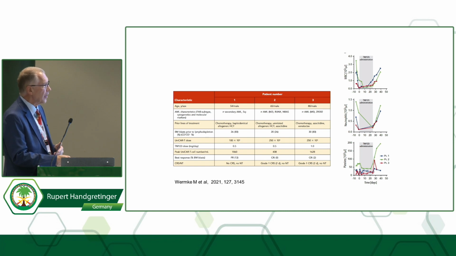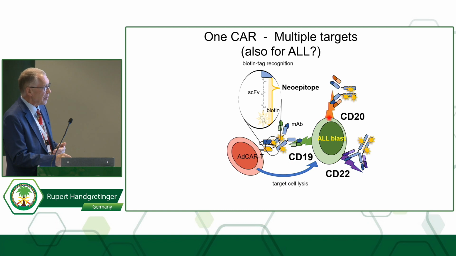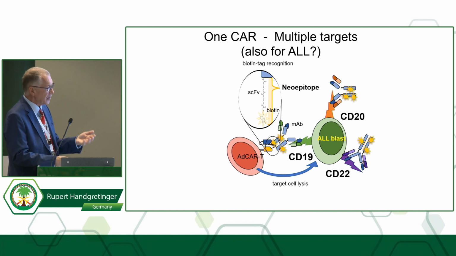So I think this is something which we now also look into for the ALL, where we see the CD19 negative relapses. So we can maybe combine these 3 targets at the same time. We have antibodies against CD19, we have CD20 antibodies, even CD22. As long as we have biotin on these antibodies, the single adapter CAR is activated and would kill the blasts, and this is now what hopefully goes in early next year into the first clinical trials in AML.